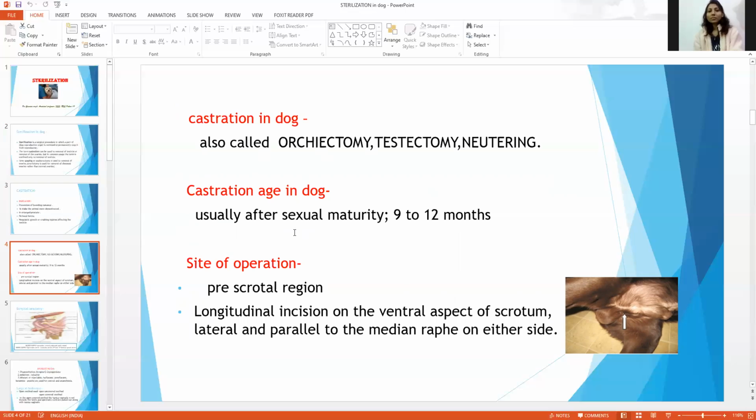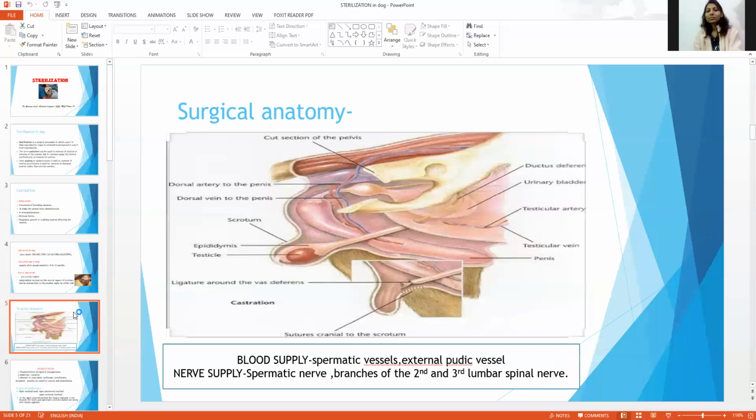The age of castration is most important, and usually castration is done at the age of 9 to 12 months, which is the sexual maturity of the male dog. And the site of operation is the pre-scrotal site. You can put the incision over here. I will discuss it later. It is done by simple ligation, but first of all, I would like to discuss the anatomy here.